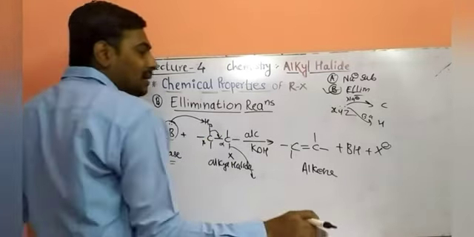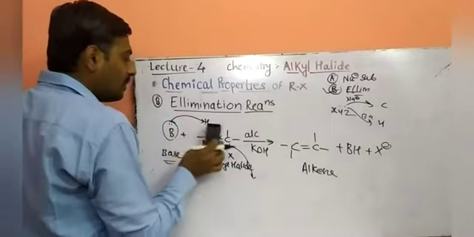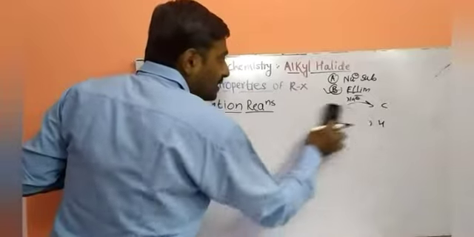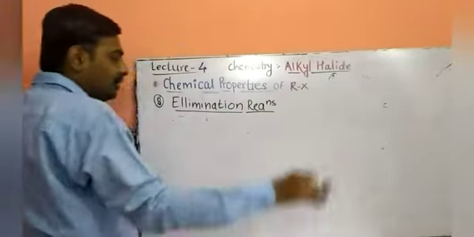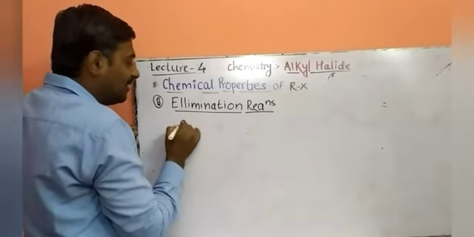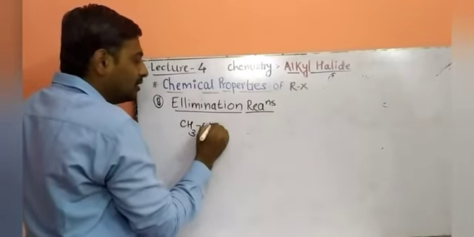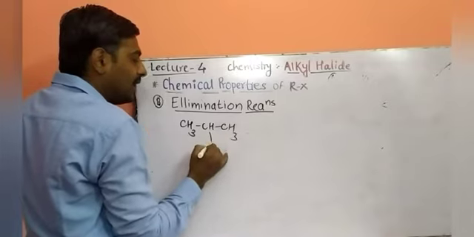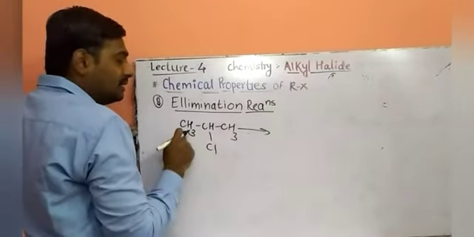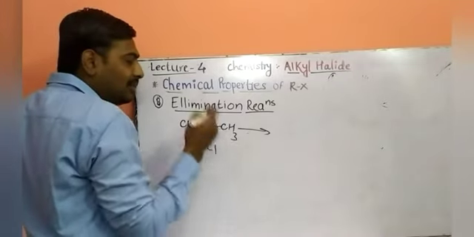So we'll discuss an example. Elimination gives an alkene as a product. Let's discuss the example of a molecule. If the alkyl halide is symmetrical, like this one, CH3, CHCl, CH3, this is a symmetrical molecule.